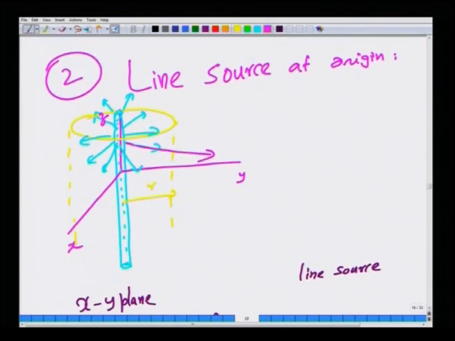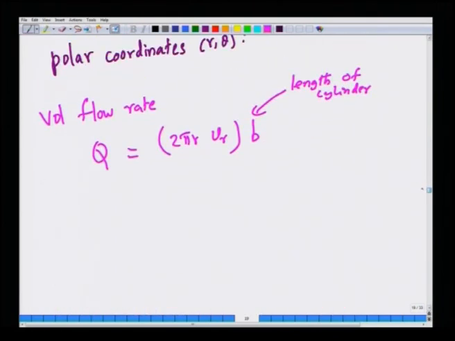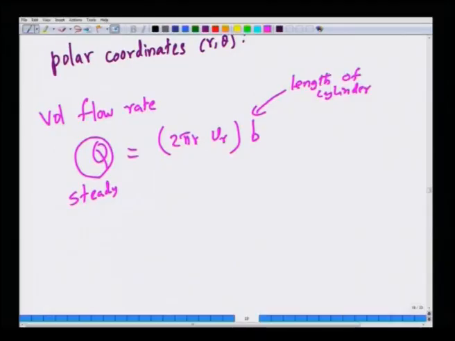So, the velocity that is coming out is V r. You want to multiply that velocity by the area of the cylinder. The area of the cylinder is 2 pi r times B, that is the surface area of the cylinder. So, that will give you the volumetric flow rate. Now, we are going to assume that Q is a constant for steady flow. A constant volumetric flow rate keeps coming out from the origin where you had kept this line source of flow. So, we can write therefore V r is Q by 2 pi B times 1 over r.